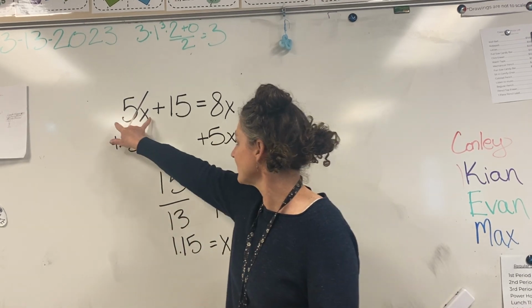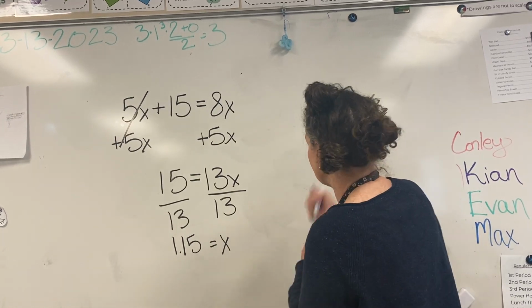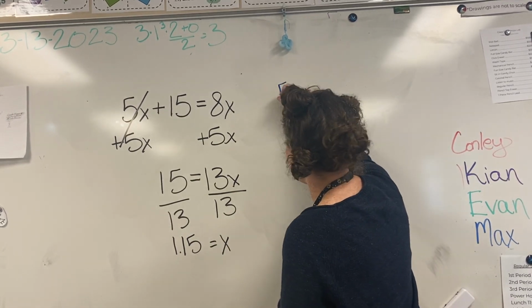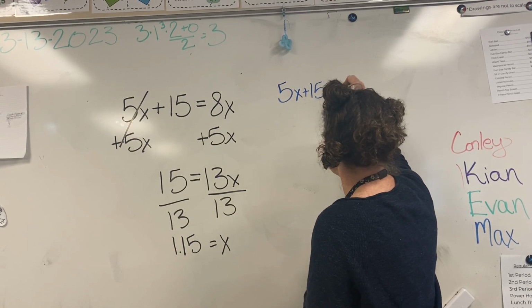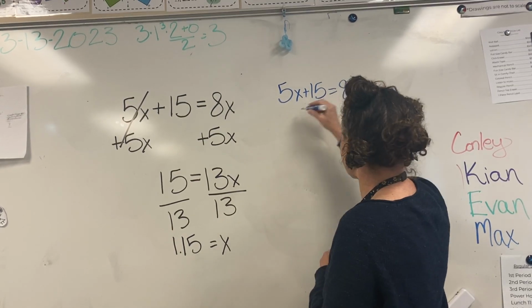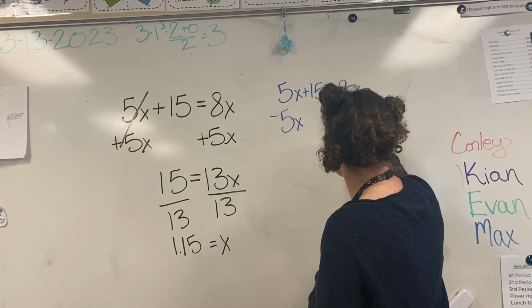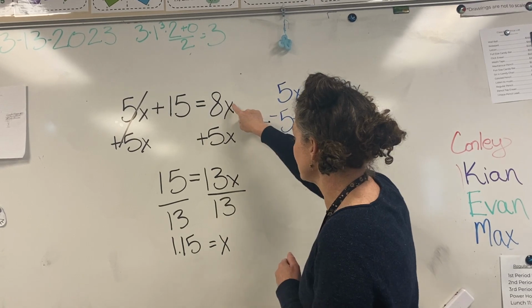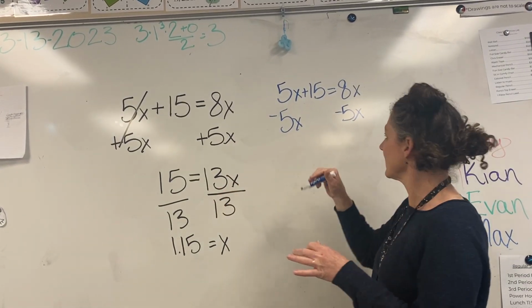So you have 5 cookies. It should be, let's do this correctly in blue. You have 5x plus 15 equals 8x. These are actually bags of cookies. We should subtract 5x. I will say that whoever did this did do a good job adding 8 plus 5 is 13, so they did a good job there.